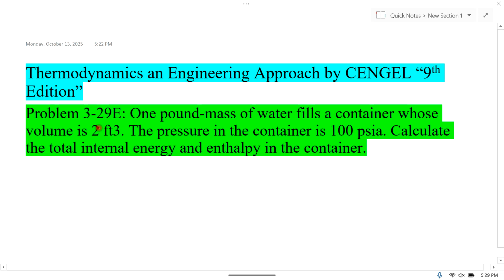In today's lecture, I am solving problem 3-29E from the book Thermodynamics: An Engineering Approach by Cengel, 9th edition. The statement of the problem is: 1 pound mass of water fills a container whose volume is 2 cubic feet. The pressure in the container is 100 psia. Calculate the total internal energy and enthalpy in the container.